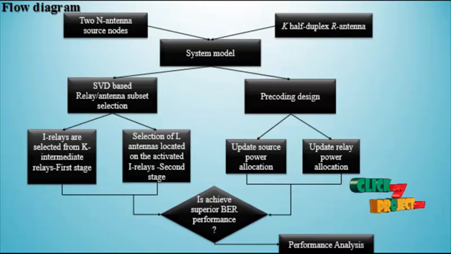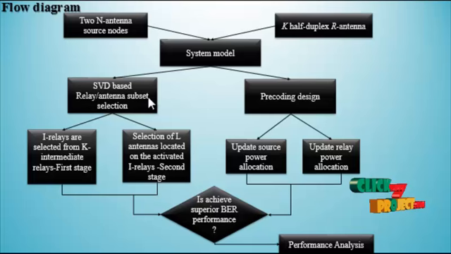Let us discuss the flow diagram of the project. In this flow diagram, the system model is connected between the two N antenna source nodes and the K-hop duplex relay, so in between the two source nodes the relay antenna is present. This system model is subdivided into two algorithms: one is the SVD based relay antenna subset selection, and another is the pre-coding design.